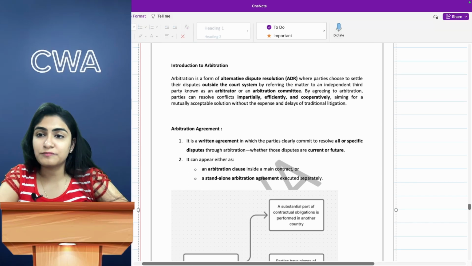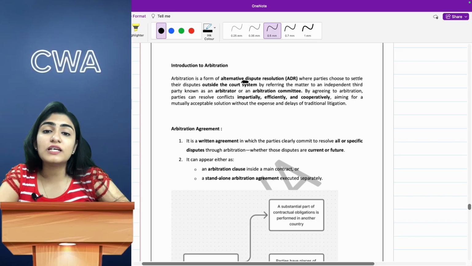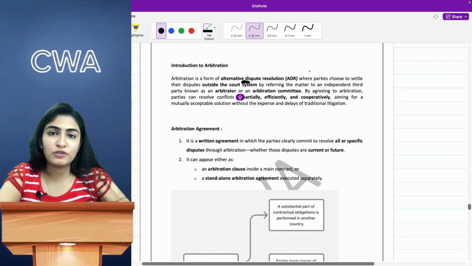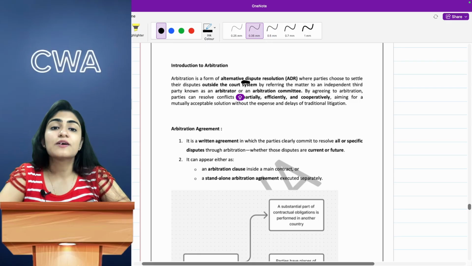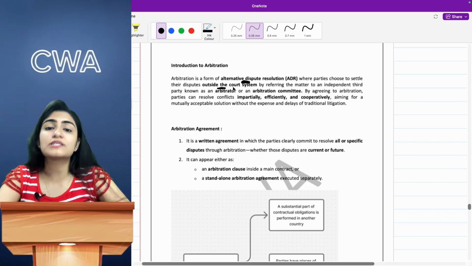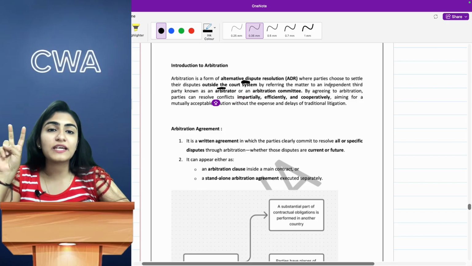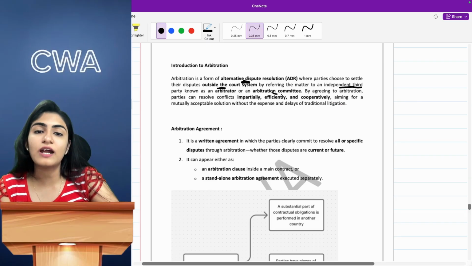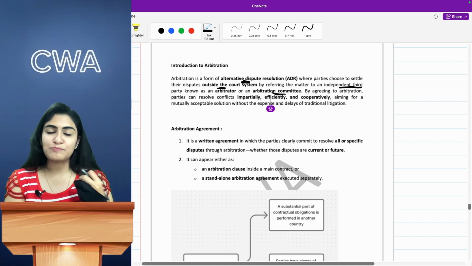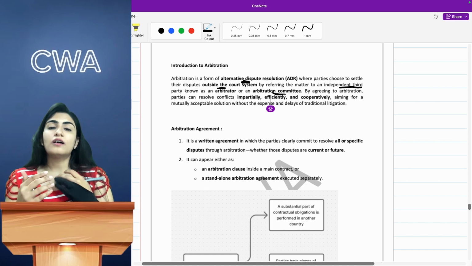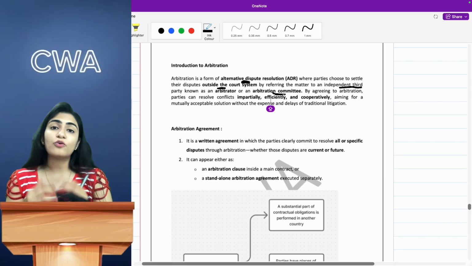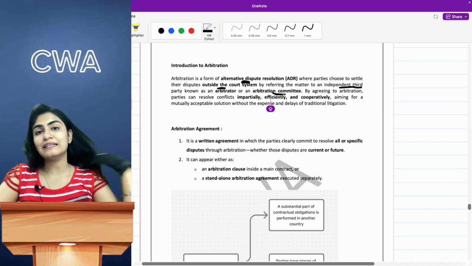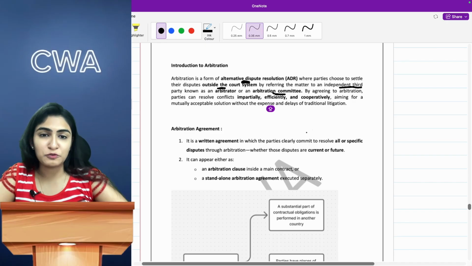Introduction to arbitration. It is a form of alternative dispute resolution, ADR, an alternative to courts, where parties choose to settle their disputes outside the court system by referring the matter to an independent third party known as an arbitrator or arbitration committee. Meaning, these parties mutually agree to resolve their dispute outside the court and go to a third person to resolve it.